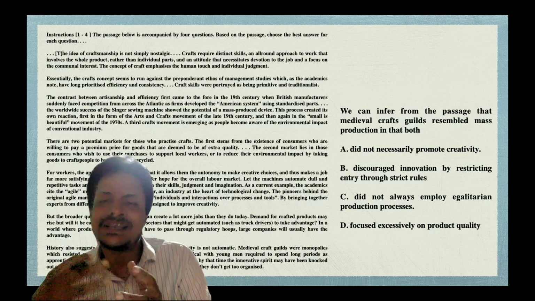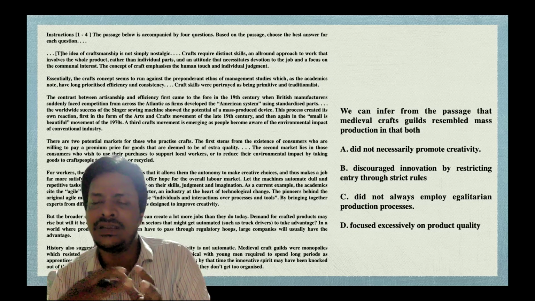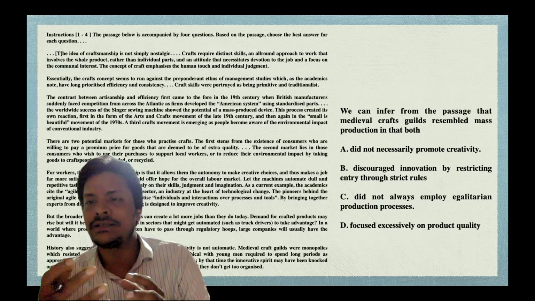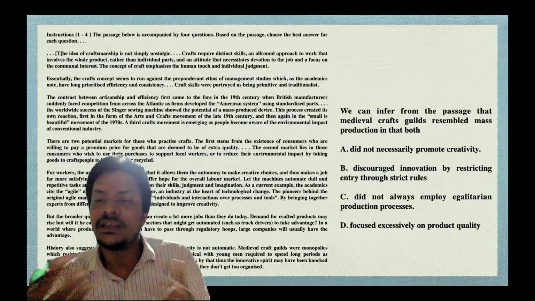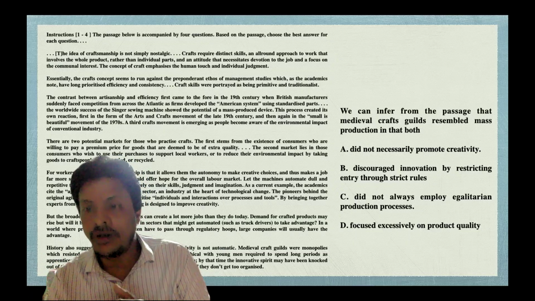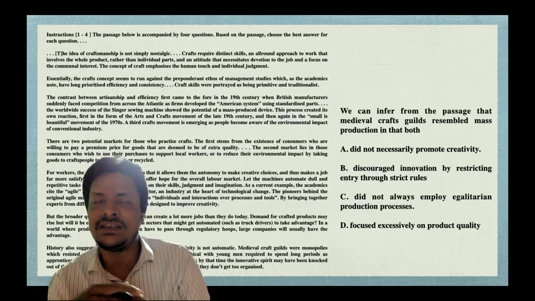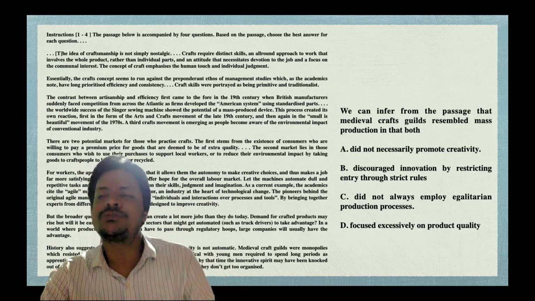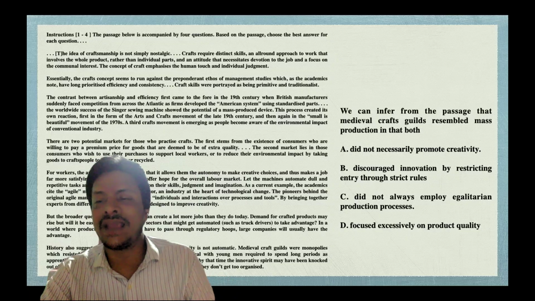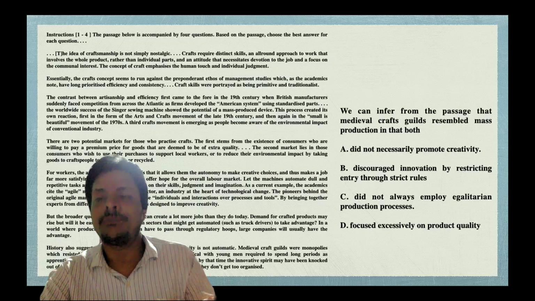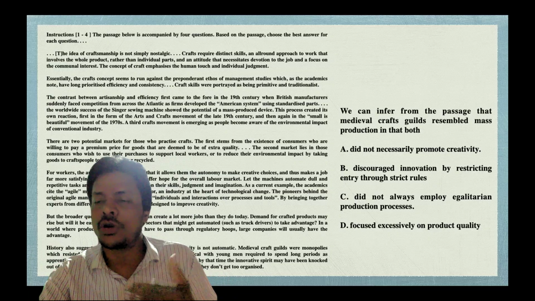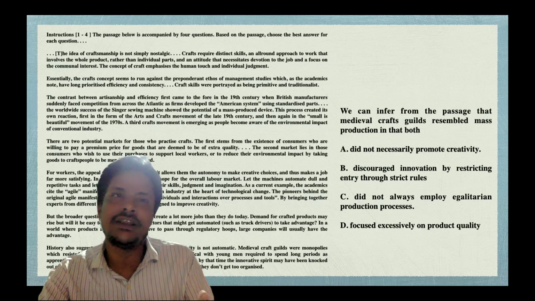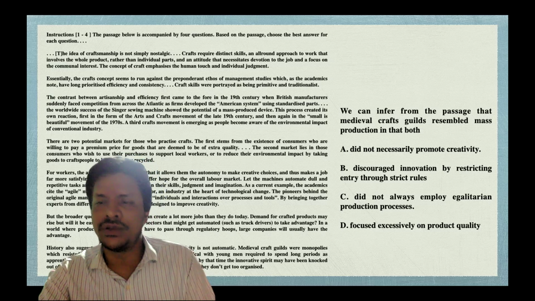First, it came in the form of the arts and crafts movement of the late 19th century, and then again in the small is beautiful movement, the idea that small-scale work is better. It happened during the 1970s. Then a third crafts movement appeared as people became aware of the environmental impact, the harmful effects on nature, of conventional industry. Conventional industry means normal or usual industry.